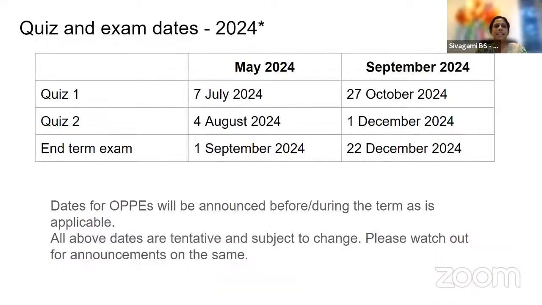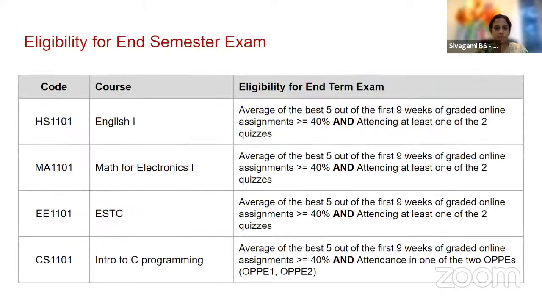So looking at the dates, the quiz 1 date is July 7 and the quiz 2 date is 4th August and the end term exam is on 1st September. And the dates of OPPE have already been given in the calendar also. It is available on the website.